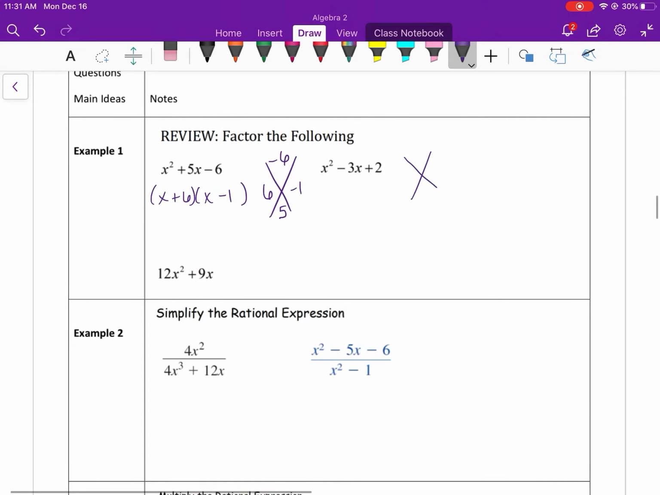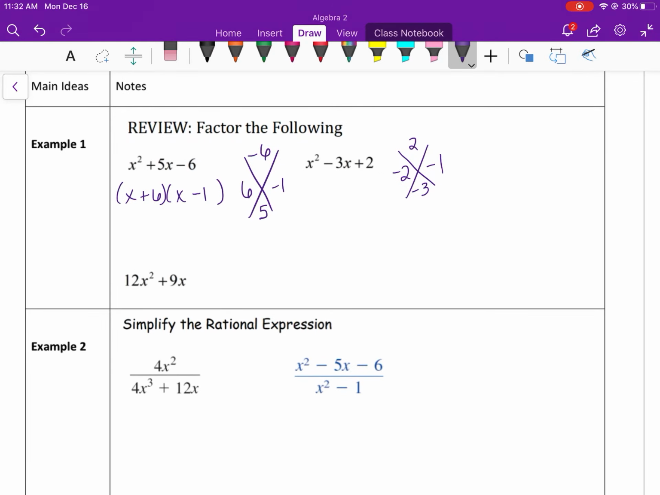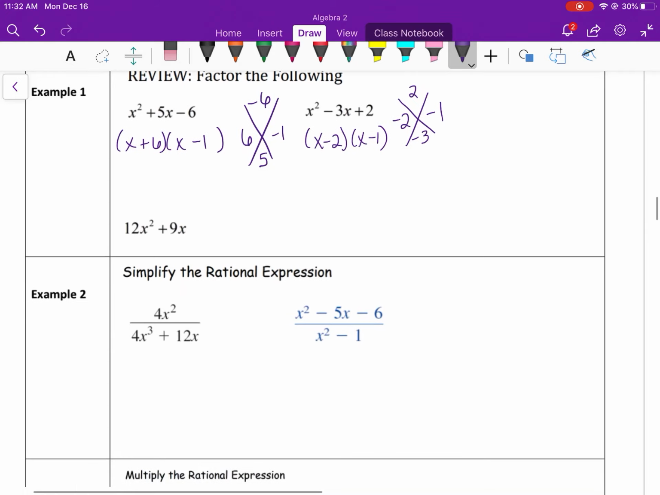Same thing over here. So what multiplies to positive 2 but adds up to negative 3? That'd be negative 2 and negative 1. So if it multiplies to something positive but adds to a negative, both of your factors will be negative. So x minus 2 and x minus 1.